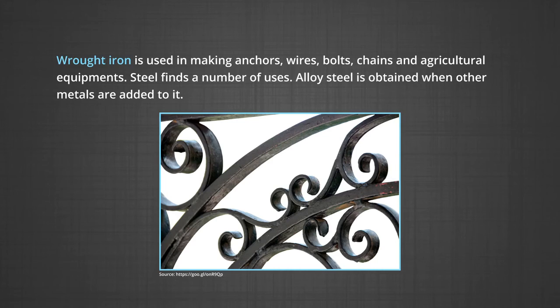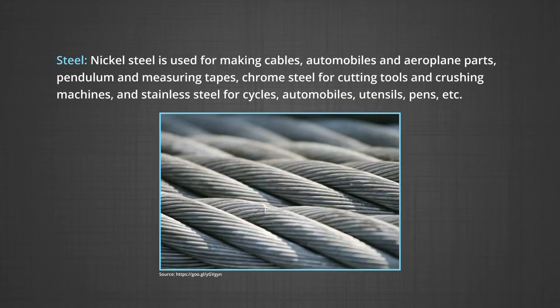Alloy steel is obtained when other metals are added to it. Nickel steel is used for making cables, automobiles and aeroplane parts, pendulum and measuring tapes. Chrome steel is used for cutting tools and crushing machines, and stainless steel for cycles, automobiles, utensils, pens, etc.